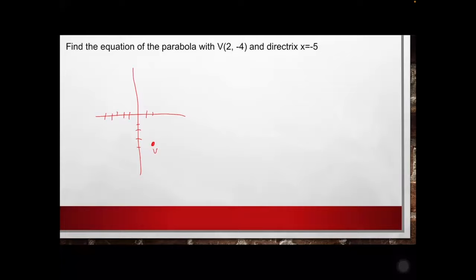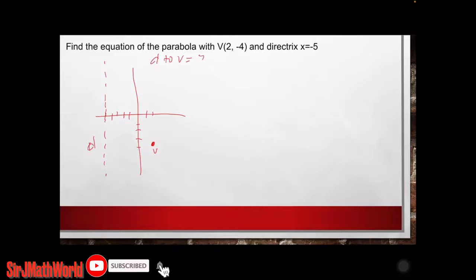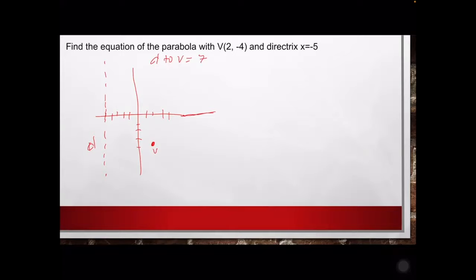So, letter D. Now, meron tayo dito from D to V. Ilan yung units niya from D to V? 7 po. Therefore, 1, 2, 3, 4, 5, 6, 7. So, magkakaroon tayo ng F. Mag-add tayo ng 7 to the right. 1, 2, 3, 4, 5, 6, and 7. And this will be your F. Now, papunta sa graph natin, it's opening to the right.